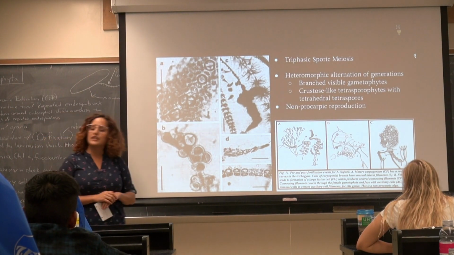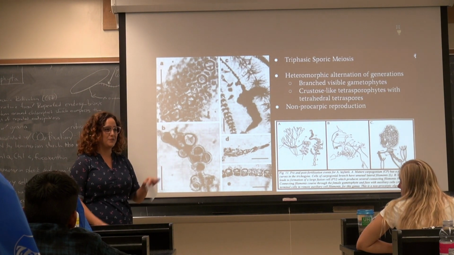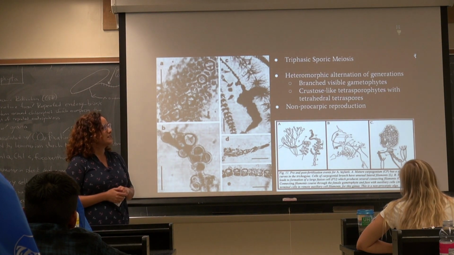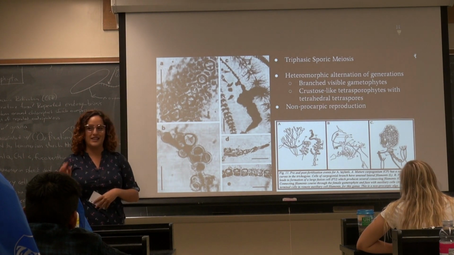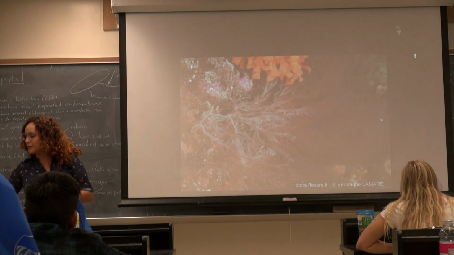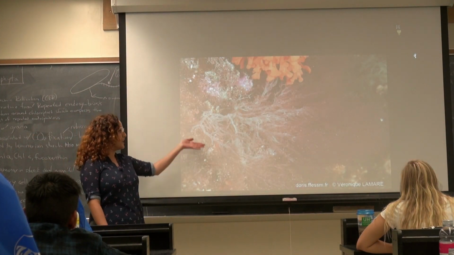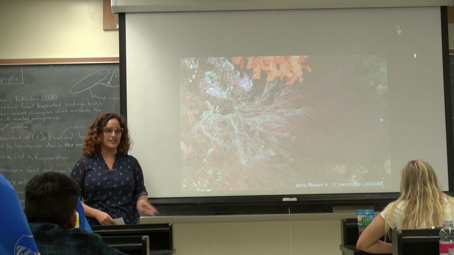Now going back to the morphology between the gametophyte and the tetrasporophyte, it's been very difficult to try to define what the tetrasporophyte is. So the gametophyte looks exactly like the picture before. It's visible, it's branchy, it is uniaxial, it's beautiful, and it's gooey. It has this gooey consistency.